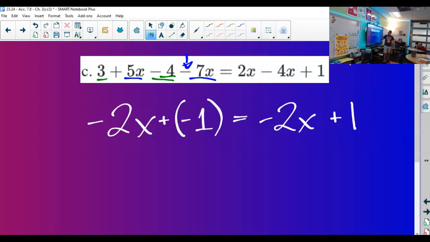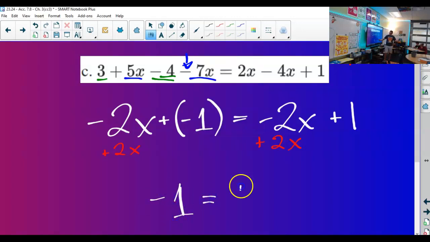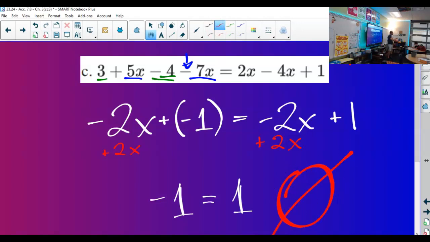So for C, I had 2x minus 1 equals 2x plus 1, like that. Then I took away 2x from both sides, and then I got negative 1 equals 1. Negative 1 does not equal 1, right? No. So what's our answer here? No solution. No solution. No solution.